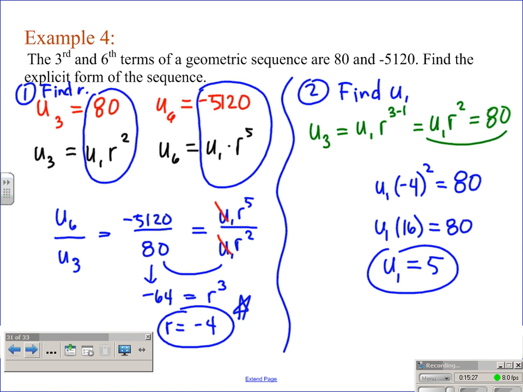And now that I have those two, then I can go ahead and write my explicit formula. And that is just going to be that the nth term is equal to 5, which is my first term coming from here, times my common ratio raised to the n minus 1. And that's my explicit form for this geometric sequence.